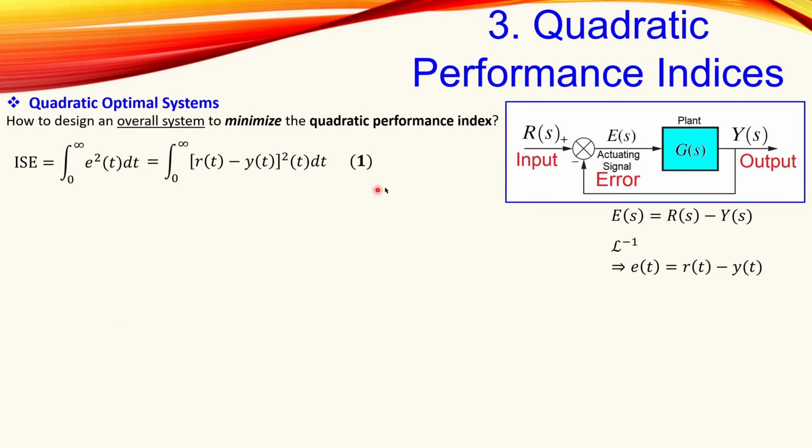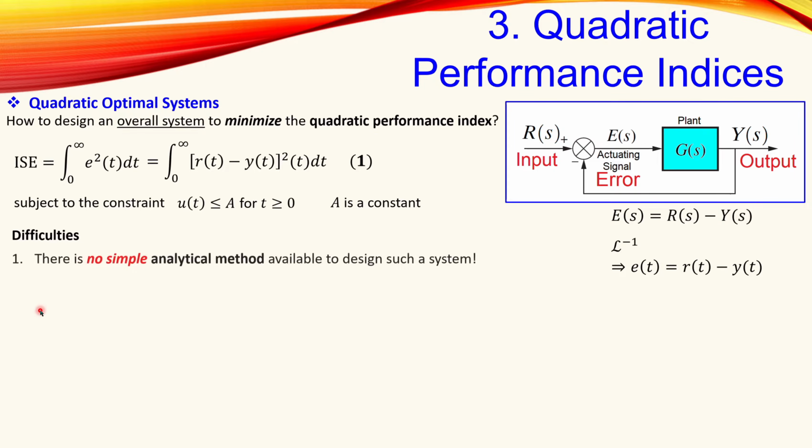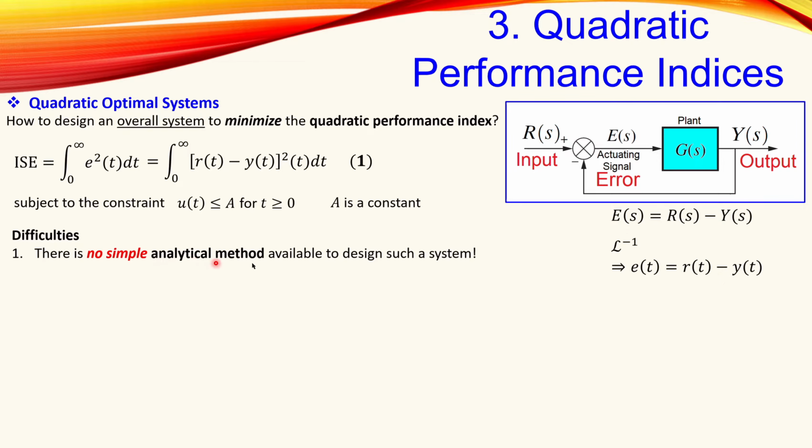Now let's call this equation number 1. Now it must be subject to some constraint for the actuating signal, which is smaller than or equal to some A for all time, for time larger or equal to 0. And A again is a constant. Now we have some difficulties again using this integration because there is no simple analytical method available to design such a system. Is there really again a limitation we have in analysis?